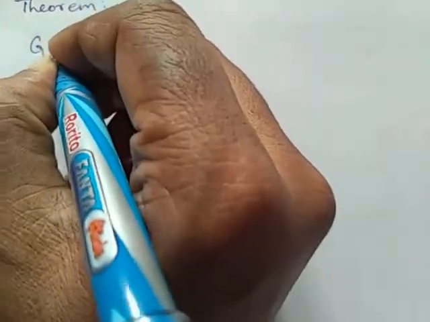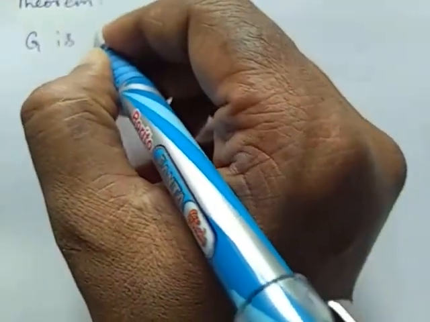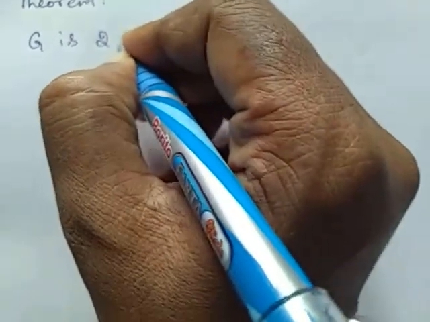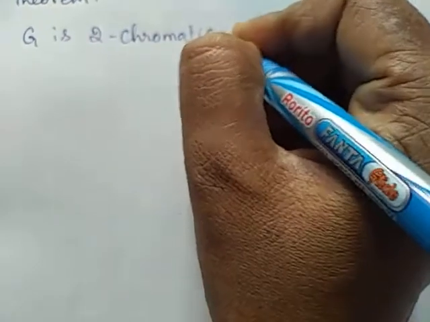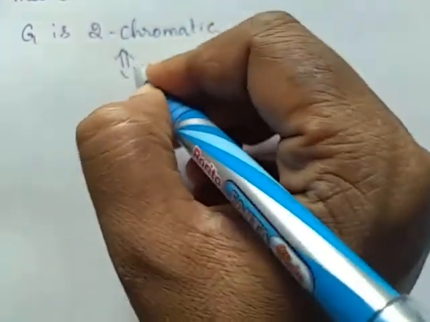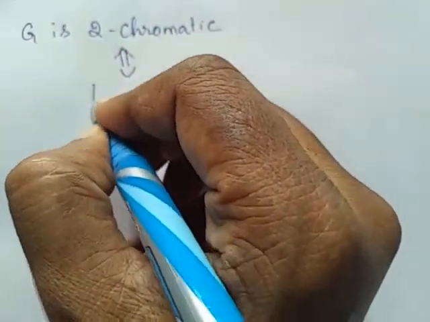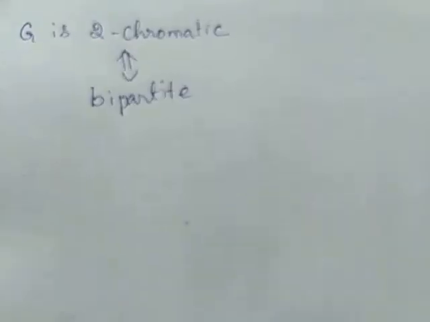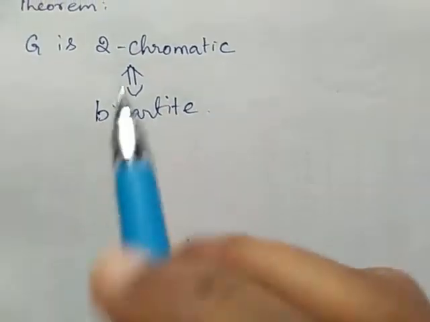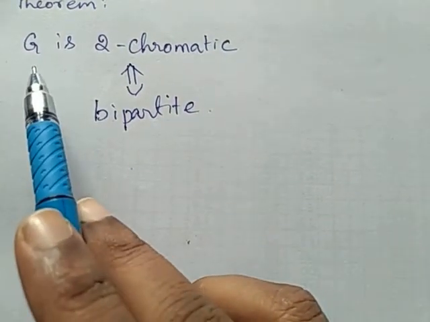Hello everyone, in this video we are going to study some more theorems on colorability. Now we are going to prove a graph G is bipartite or two chromatic. A graph is two chromatic if and only if graph G is bipartite. Two chromatic means using two colors we can color the graph G properly.